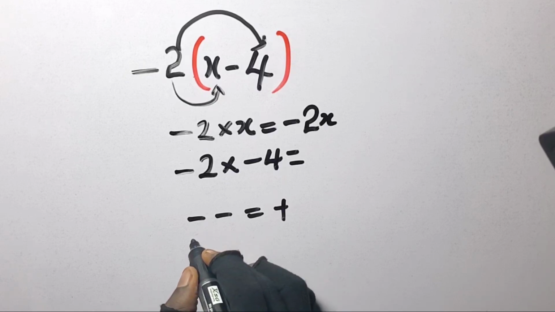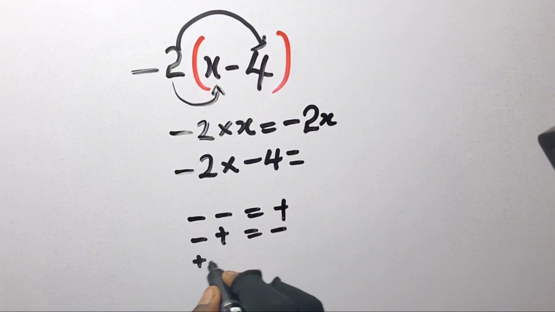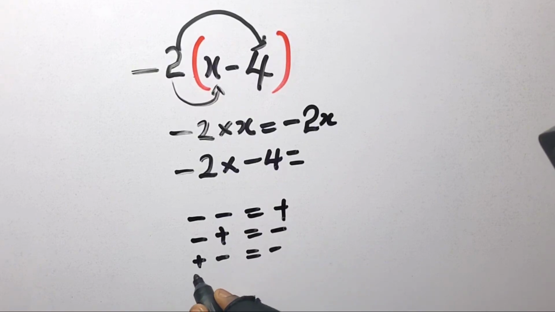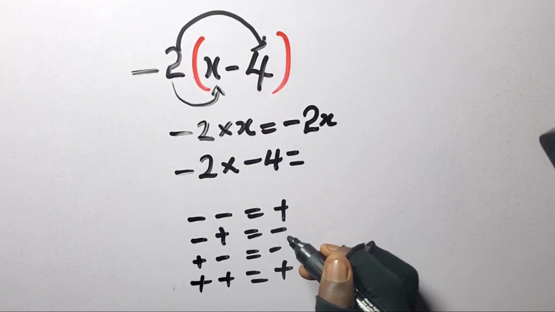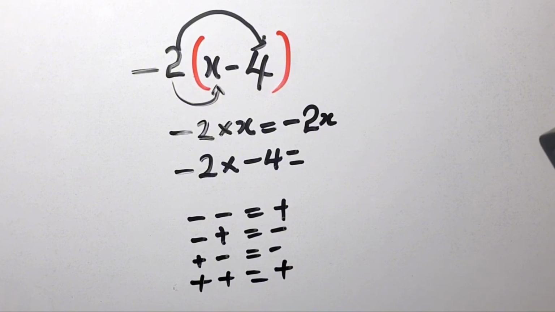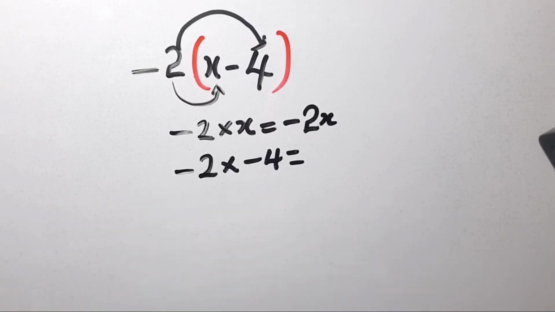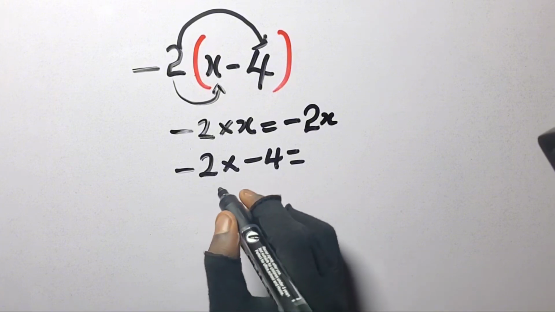Or negative and positive equal to negative. Positive and negative equal to negative. If it has the same sign, it should be a positive result. Okay? So, negative and negative equal to positive.